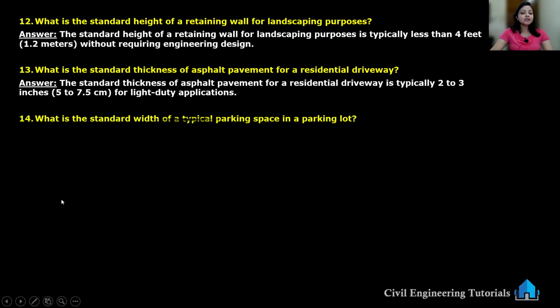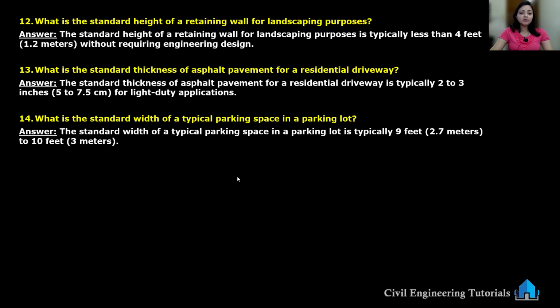Next, what is the standard width of a typical parking space in a parking lot? The standard width of a typical parking space in a parking lot is typically 9 feet, 2.7 meters, to 10 feet, 3 meters. Okay. So it is 9 feet to 10 feet, or you can say 2.7 meters to 3 meters.